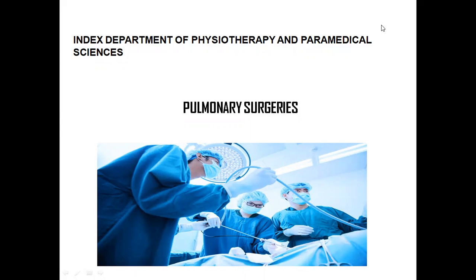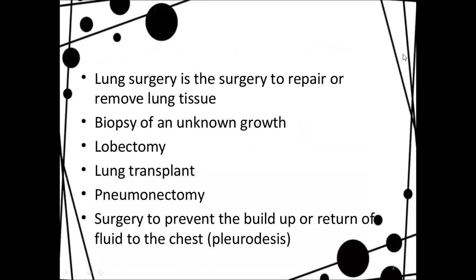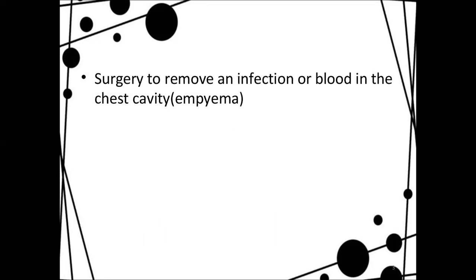So let's start with the introduction. Lung surgery is surgery to repair or remove lung tissue: biopsy of an unknown growth, lobectomy, lung transplant, pneumonectomy, surgery to prevent the build-up or return of fluid to the chest, and surgery to remove an infection or blood in the chest cavity.